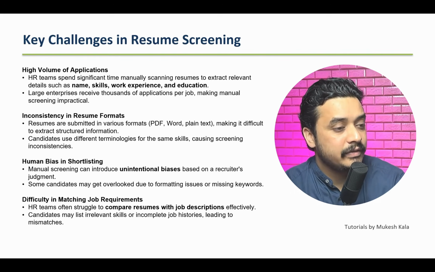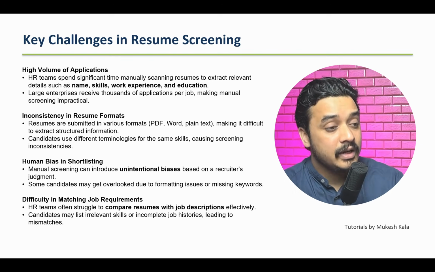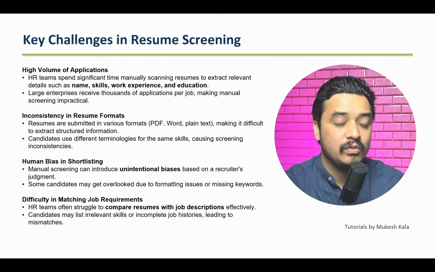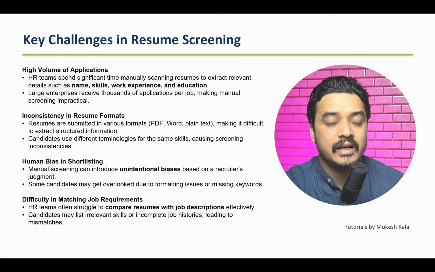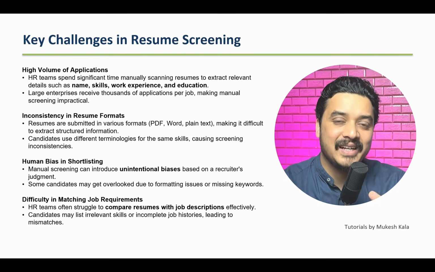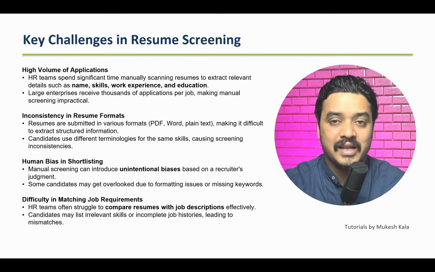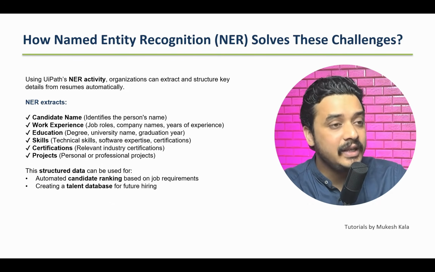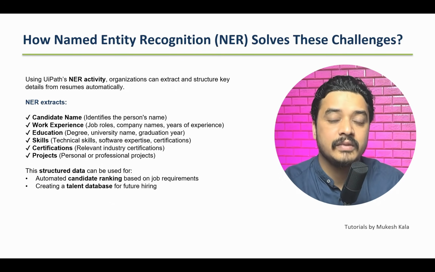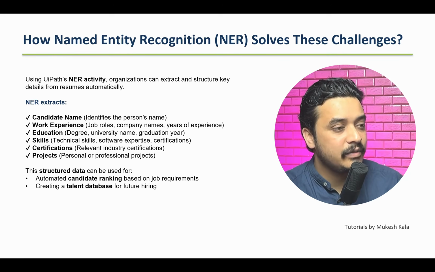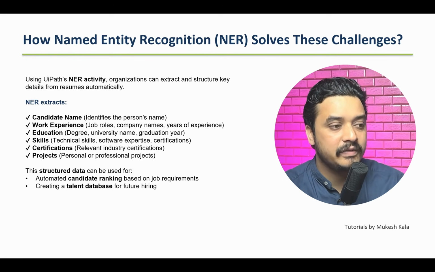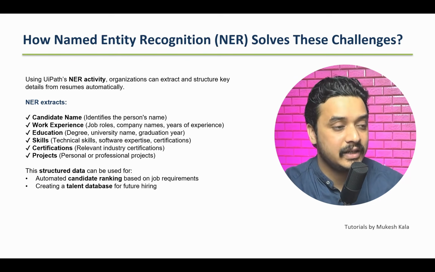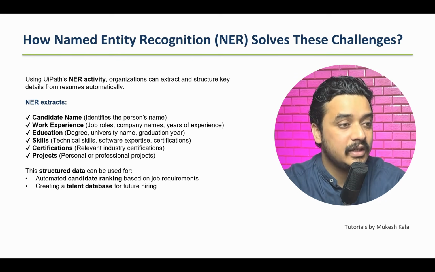Now the last one is difficulty in matching the job requirements. The HR team has to struggle to compare the resume with the job description. Once you have all this data, you can actually write one more logic and use one more GenAI activity to compare it to the job description as well, right? So these are the challenges, and with NER activities, it will simply go and extract the candidate name, work experience, education, skills, certification, projects, and give HR structured data so that HR can actually refer to it.